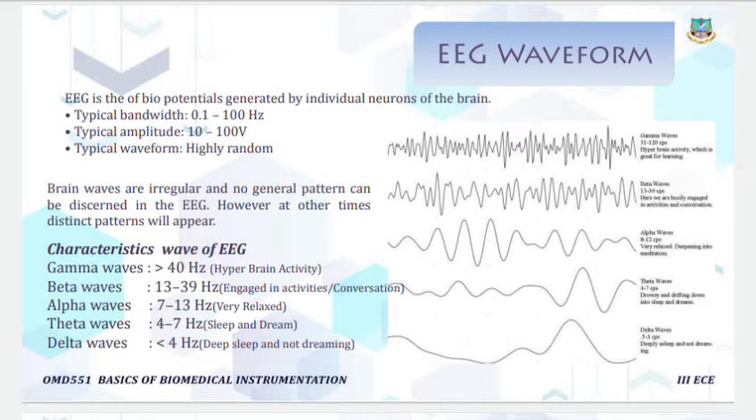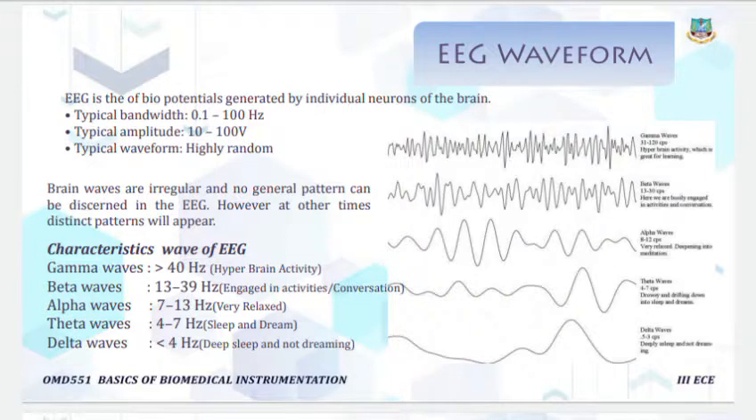This is an EEG waveform. These waveforms are generated by the neurons of the brain. The normal typical bandwidth of this EEG waveform is 0.1 to 100 Hz, and the typical amplitude range is 10 to 100 microvolts. And the waveform is highly random.